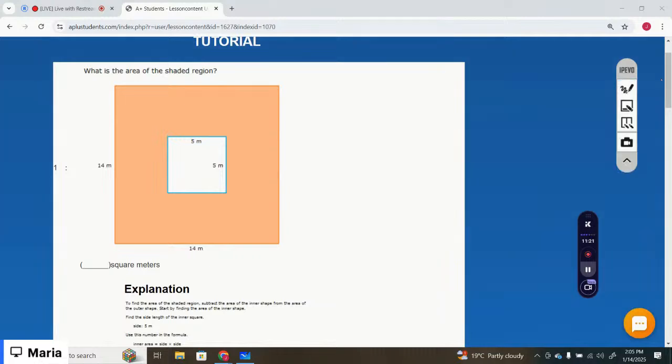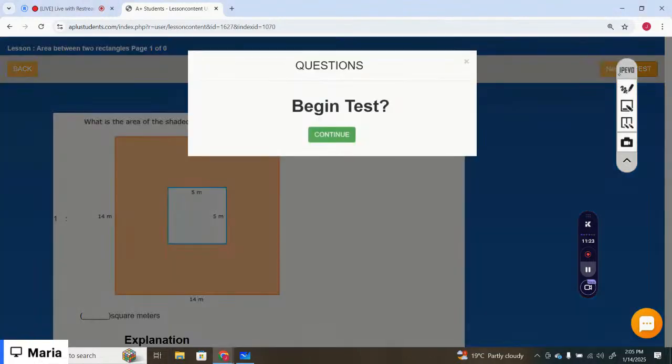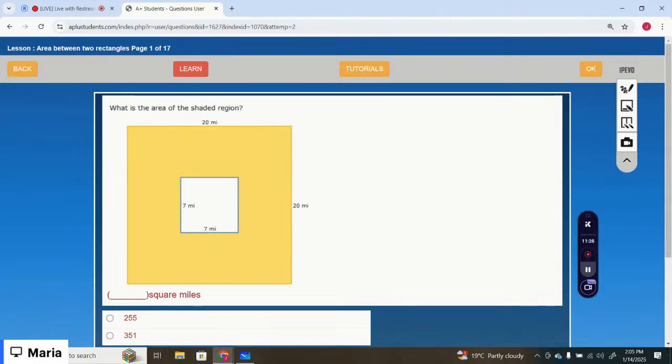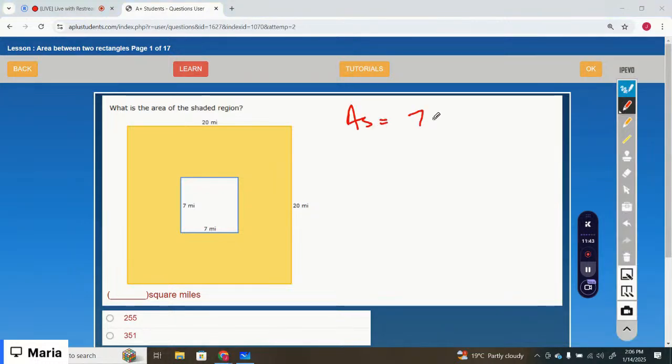Let's just start with the test questions. What is the area of the shaded region? Calculate the area of the small square. That is 7 times 7 is 49 mile square. Now the area of the bigger one is 20 times 20, that equals 400 square miles.